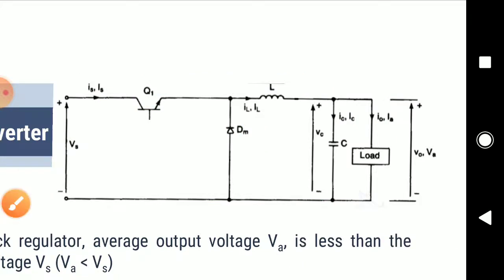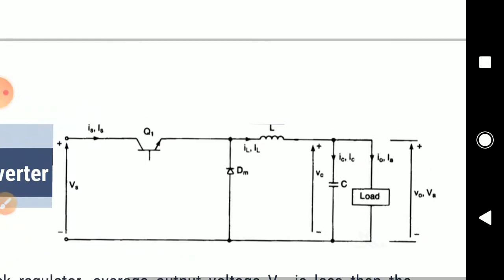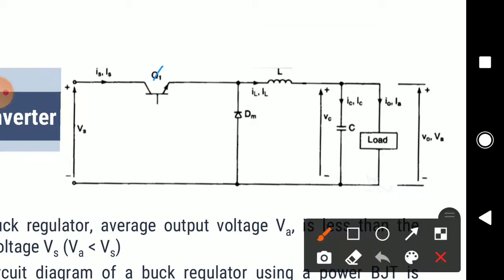And what happens when the switch is turned off, or when your BJT is turned off? When your BJT is turned off, there is no particular device present over here. It has been open circuited. So what happens? If you noticed in the previous case, your inductor current was increasing, that means energy was getting stored within the inductor. And now the inductor is going to release the energy stored within it. So the current through the inductor starts to reduce. It flows through the capacitor as well as the load.